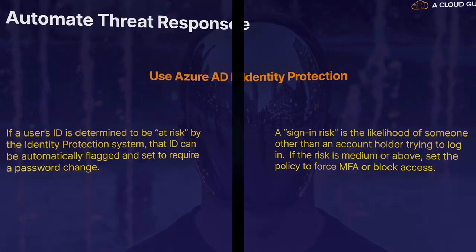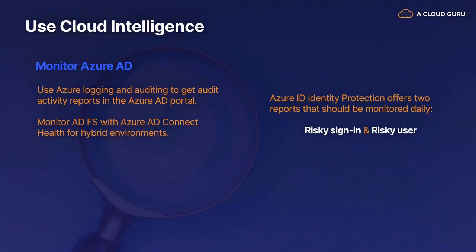Next, we have Cloud Intelligence, and that's monitoring your Azure Active Directory environment. You want to use auditing and logging to get routine reports, and you scan those for any at-risk users, change IDs if necessary, certainly reset passwords where required. And you can check the health of your synchronized and connected environments. You have two types of reports that you're going to get and should take a look at daily if you're running an Azure AD environment, and that is the risky sign-in and risky user.